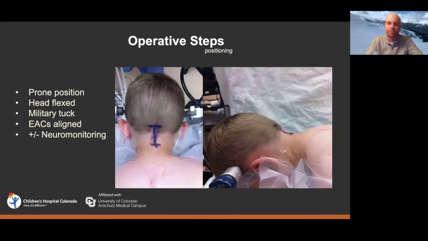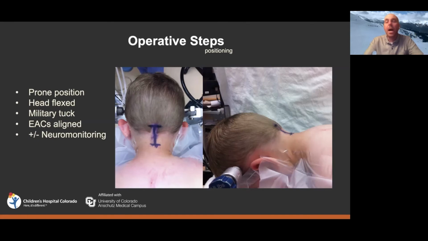That's what I do. The patient's head is usually flexed. So the idea is if you bring the chin close to the chest, you open up the space down here to separate the dorsal aspects of the bones so that you have more space to do the surgery. So that's a military tuck, tucking the chin in close to the chest. The external auditory canals are aligned. So you want the patient to be in a neutral position, not rotated with their head one way or another, so that you can have as true an anatomical view as possible.